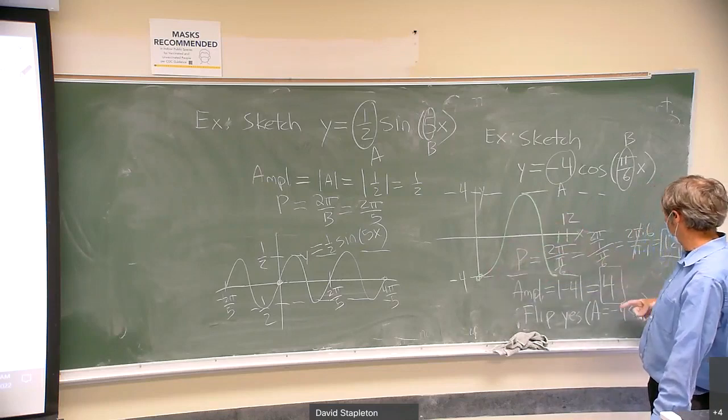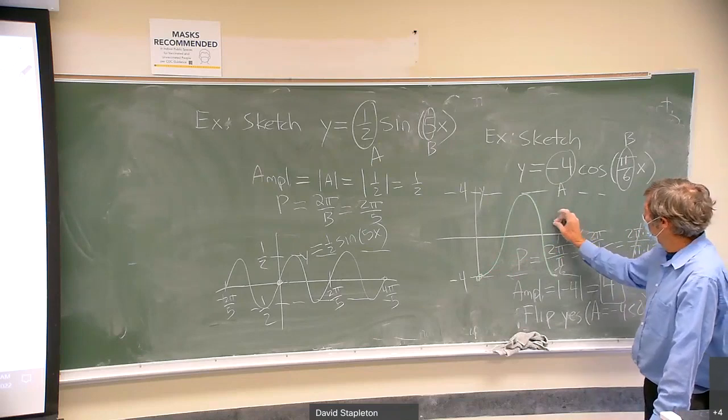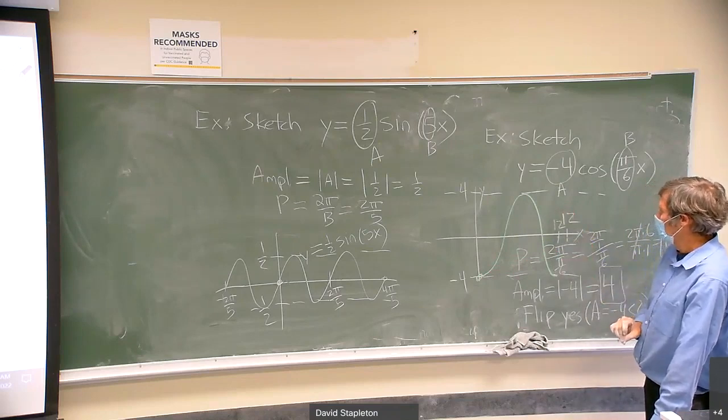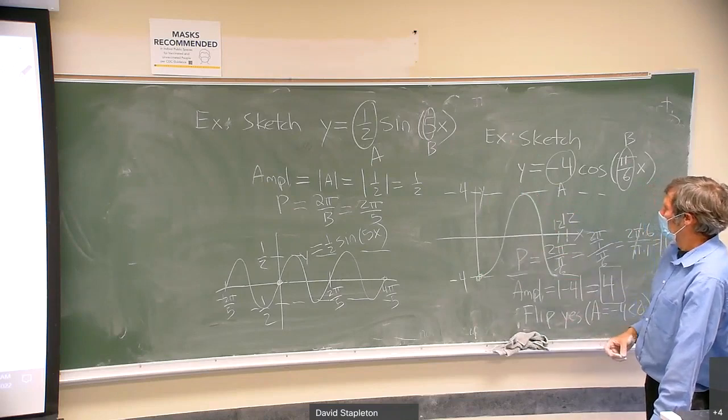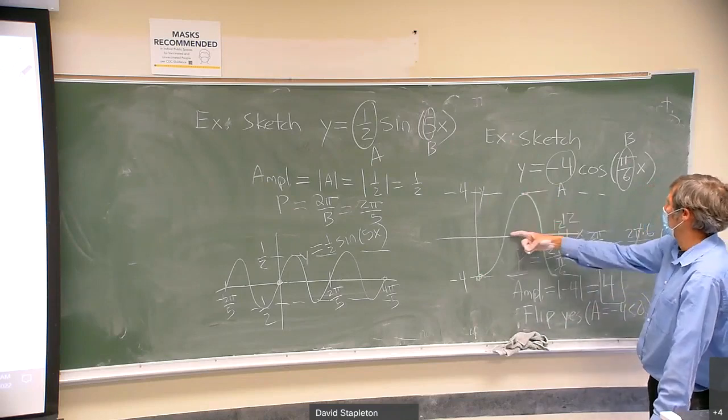Right at the end of the period here was 12, right? And then it goes between the guidelines, -4 and +4. And that's it. That takes into account the stretch in both directions.